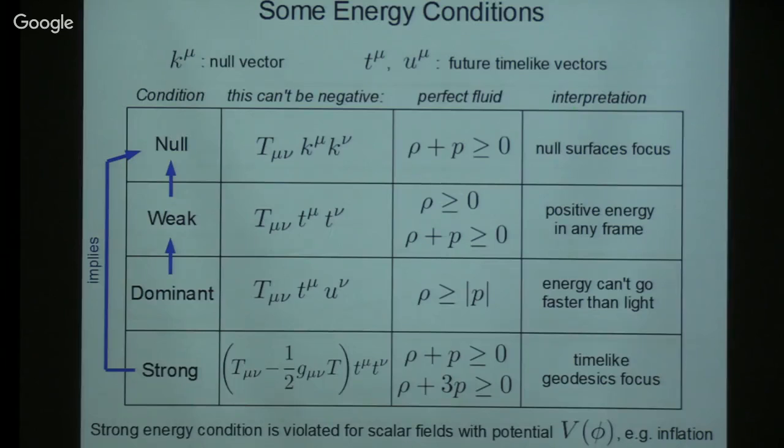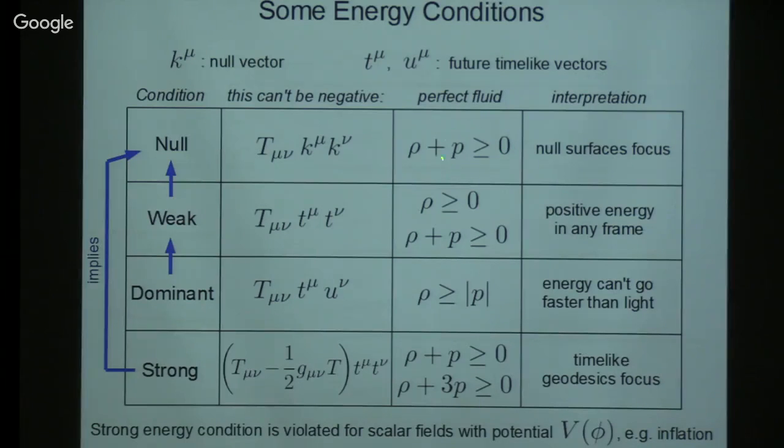Now, in the special case of a perfect fluid, just to build some intuition for what these things actually mean about ordinary matter, I've written out what it means in terms of rho and p. Of course, it's important to emphasize these energy conditions could be defined even for a not perfect fluid. For other sorts of matter, it's just an example.